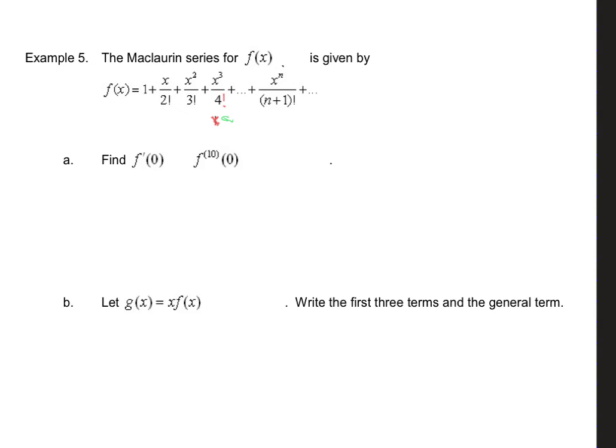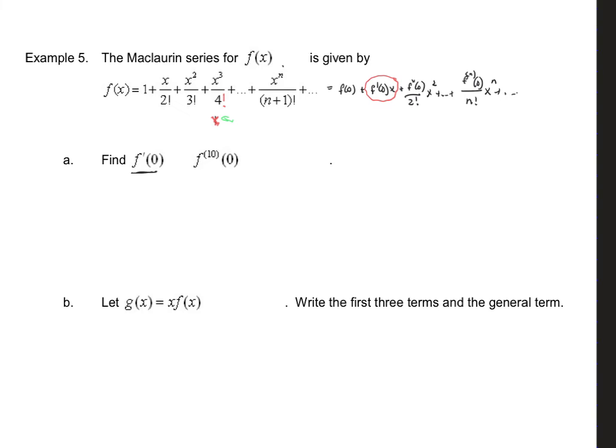We want to know that any Maclaurin series is going to be of the form f of 0 plus f prime of 0 times x plus f double prime of 0 over 2 factorial times x squared, out to the nth derivative at 0 over n factorial times x to the nth. Now, looking at that, we know that f prime of 0 is part of the coefficient of x to the first.